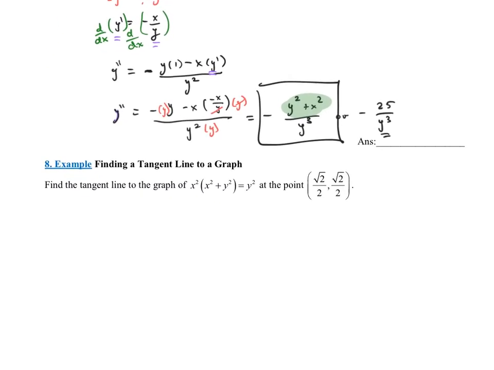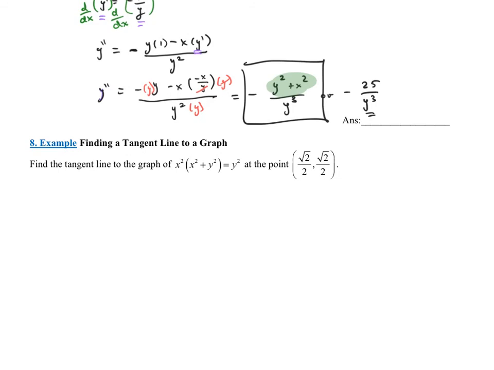Okay, let's continue on to example 8. It says, find the tangent line to the graph of x squared times the quantity x squared plus y squared equals y squared at the point square root 2 over 2, square root 2 over 2. So let's go ahead and give this one a try. Let's see what we got going.